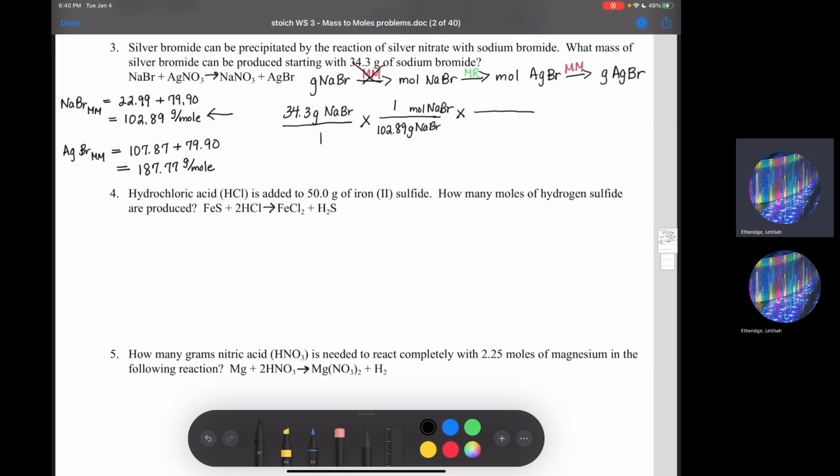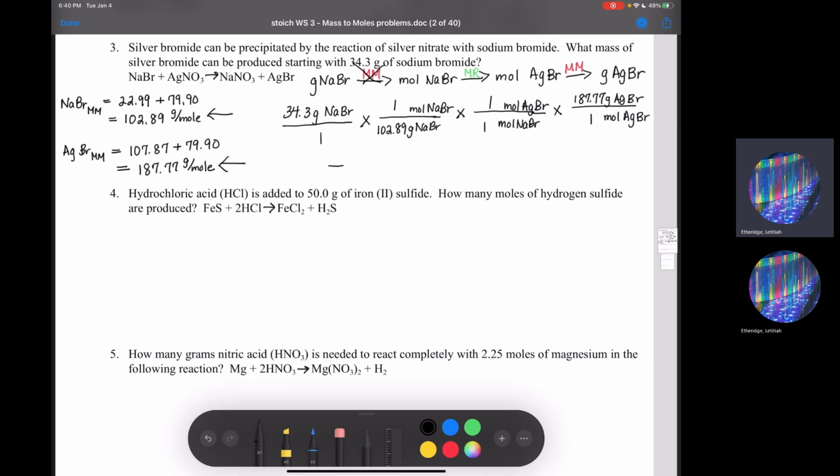Let's deal with our mole ratio. We have mole of sodium bromide in the numerator. We need mole of sodium bromide in the denominator, which puts mole of silver bromide up top. You get these numbers from your balanced equation. Once again, we are in a 1-to-1. Look at your coefficients of your equation. That will tell you. Okay, and now we have mole of silver bromide in the numerator. So I need mole of silver bromide in the denominator, which puts grams of silver bromide on top. We just calculated that. One mole is 187.77 grams. That's that number.